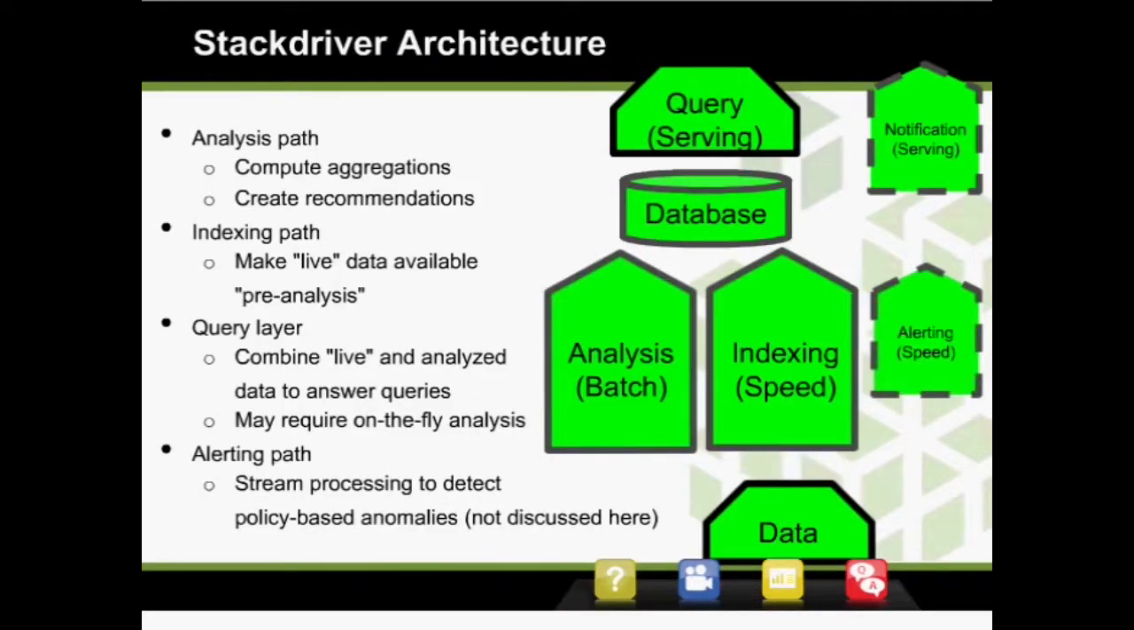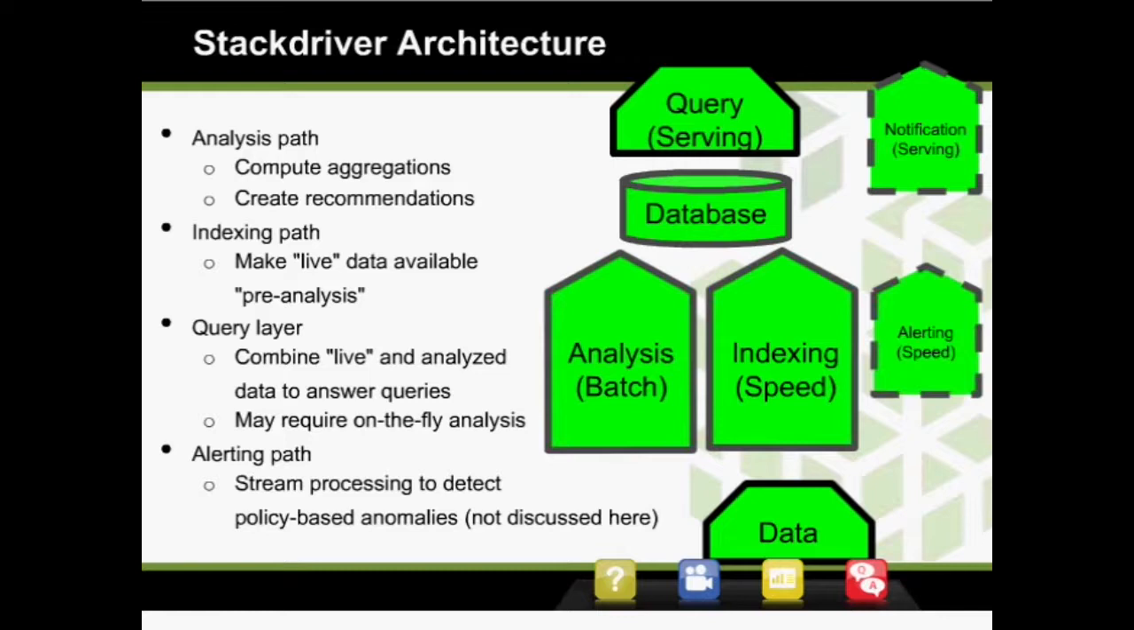So just to give you a brief overview of the architecture and how Cassandra fits in. As you can see, the diagram on the right, the data is flowing from bottom to top. So we have two different pipelines that are feeding into Cassandra. The first pipeline is an analysis pipeline, and this is data that's coming in batch. So we'll do things like compute aggregations, create recommendations, and save this data into Cassandra.